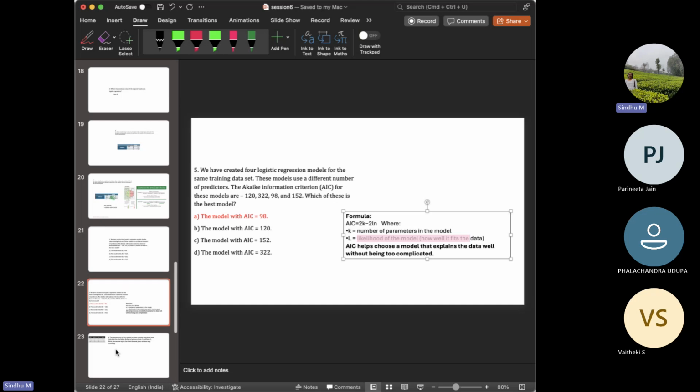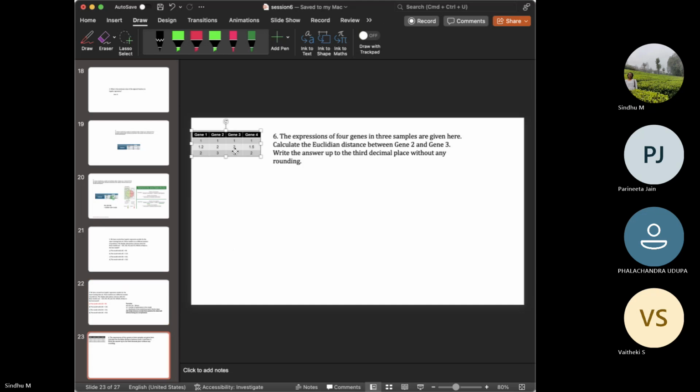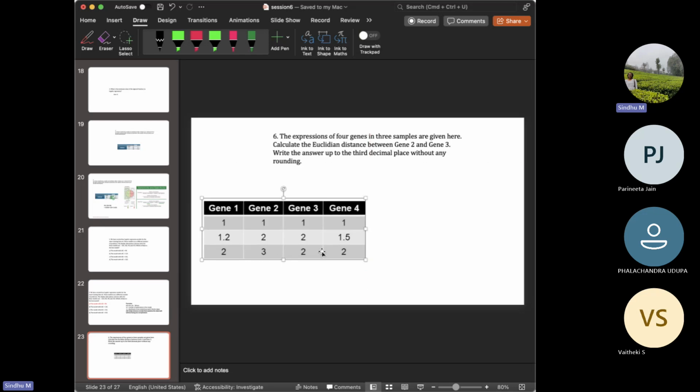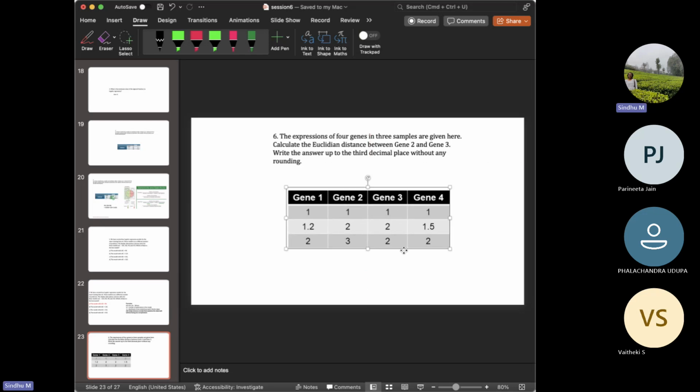Let's go to the sixth question. Here they have given four genes and their expression values in three different samples. And they are asking to find the Euclidean distance between gene 2 and gene 3.